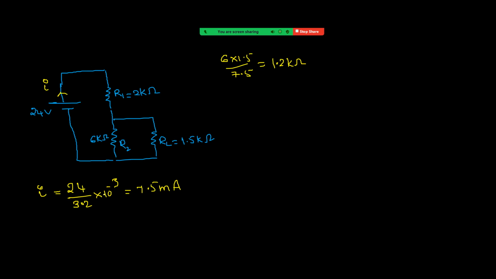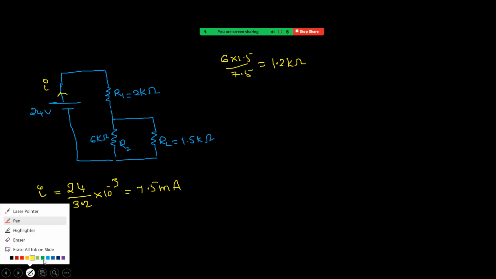Next, asking potential difference across RL. See how to find it. This effective value is now 1.2, right? Now that is in series with this one. In series combination, I is the same, current is same. So V is proportional to R. So I am writing here V proportional to R.